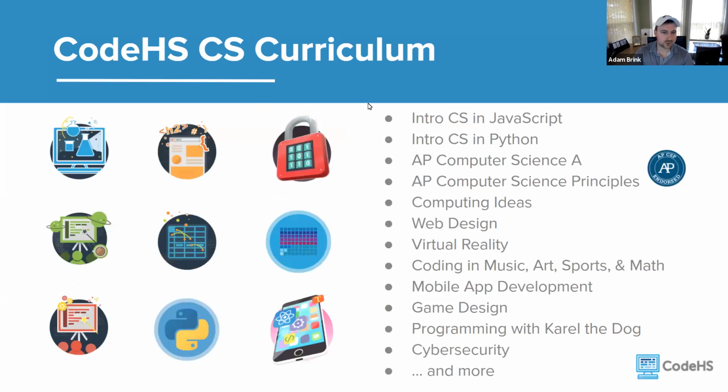So these are a few of the courses we offer. There's too many here to list on one page, but we have our popular courses such as Intro to Computer Science in JavaScript. We also have Intro to Computer Science in Python. We have 2 AP courses in computer science that are endorsed by College Board. And then we've got a ton of other courses such as web design, virtual reality. We have a lot of Hour of Code courses that deal with music, art, sports, math. And then we have cybersecurity. And as of this year, we also have an Arduino course. So we're excited about launching that and having a course that also incorporates hardware.